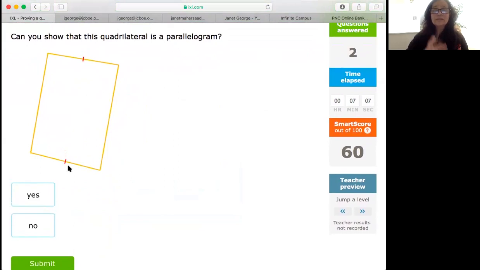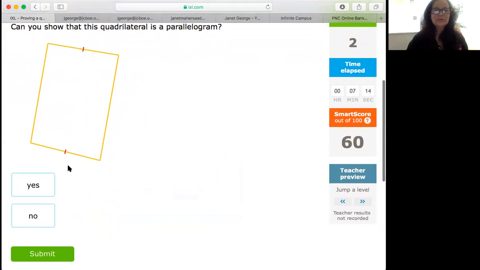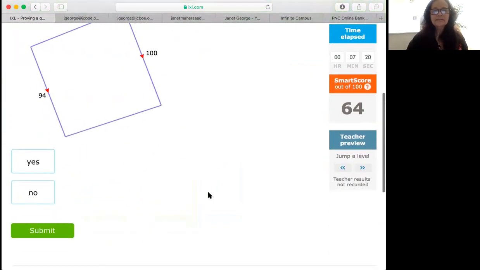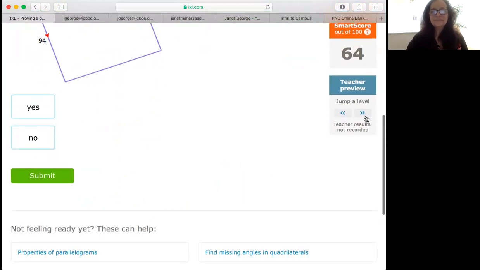So they have to fulfill these two conditions. They have to be parallel. They have to be also congruent, okay? So the answer has to be no, good job. Let's go to the next level and in here it's the exact same thing, right?